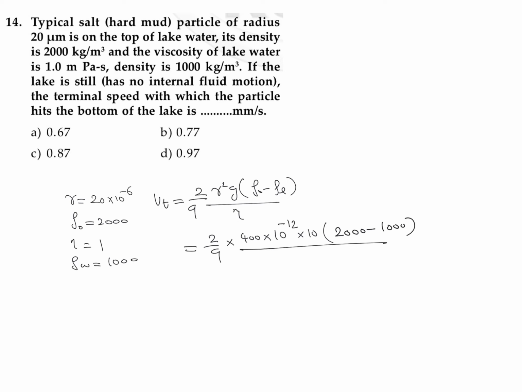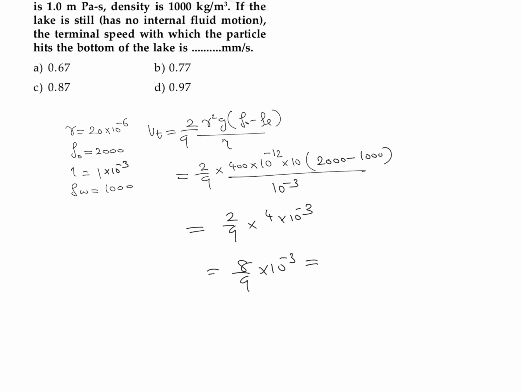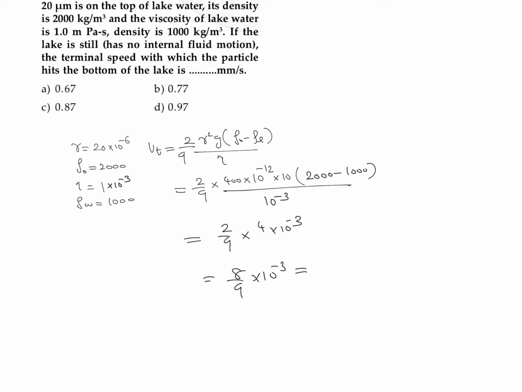101 millipascal second. So we can take it as milli means 10 raised to minus 3. So we can just put the value of this one as 10 raised to minus 3 over here. Then we'll get the value for it, which is equal to, we can write 2 divided by 9 into, this is going to be 4 into 10 raised to minus 3. Or we can write this is equal to 8 divided by 9 into 10 raised to minus 3. Or this can be written as around 0.88 into 10 raised to minus 3, which we can take as 0.88 millimeter per second.